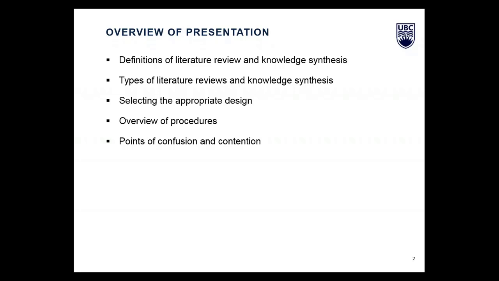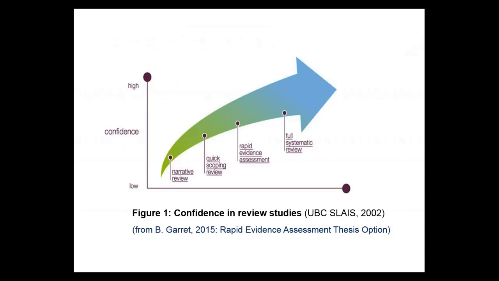So I think a lot of faculty will have seen this diagram, and many students. This came out of a package that Bernie Garrett put together when we were first proposing that rapid evidence appraisals could be done as a master's thesis. And he drew on another UBC document.